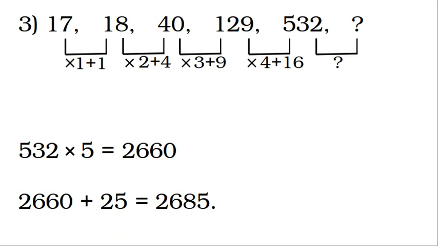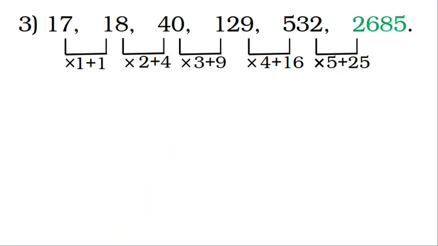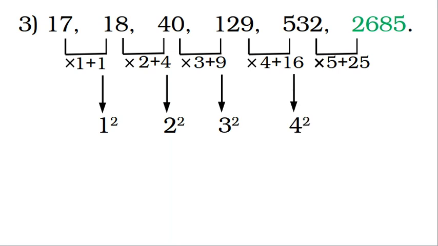Now, let us observe the numbers 1, which can be written as 1 square. 4, we know that it is 2 square. 9, 3 square. 16, 4 square. 25 is 5 square.